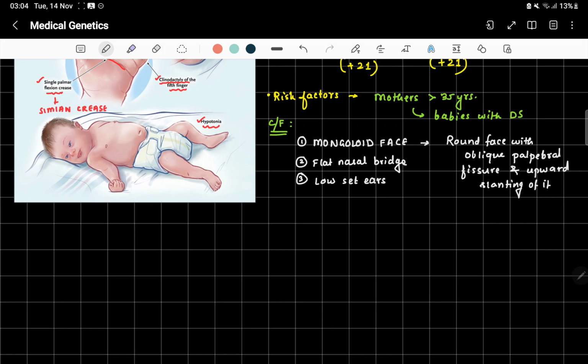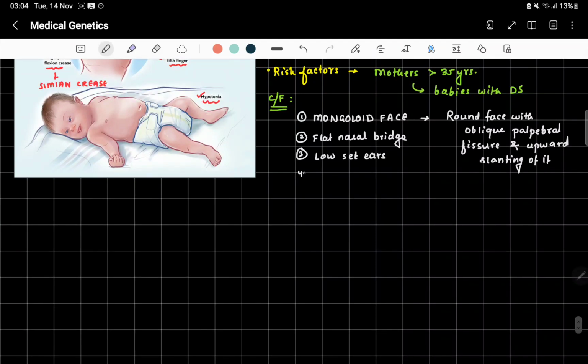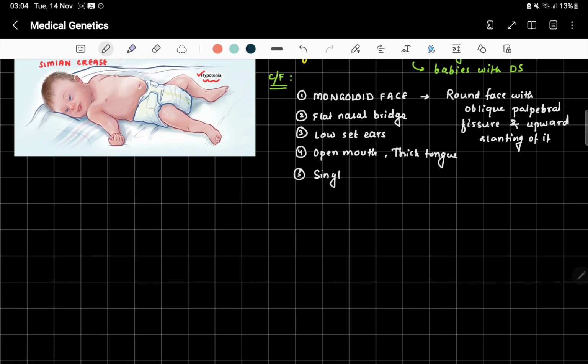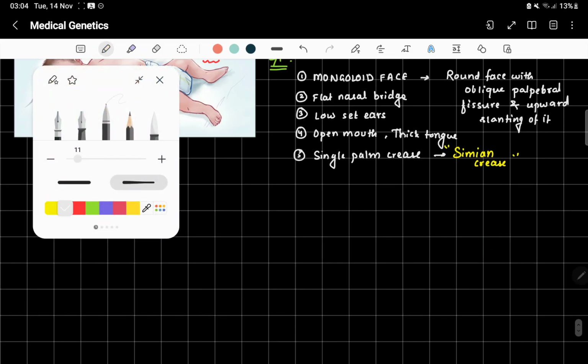Then you have open mouth with protruding tongue. You can have open mouth, thick tongue or protruding tongue is seen here. Then you have single palm crease, which is called a simian crease. Simian crease is a characteristic feature. Then you have short stature.